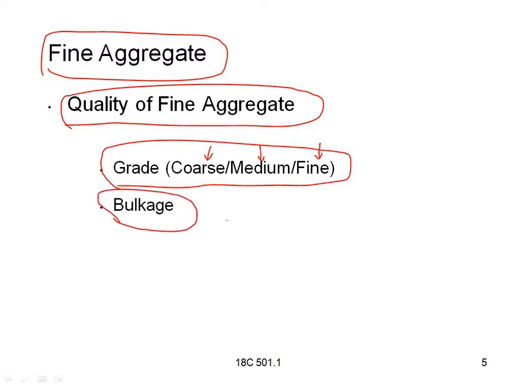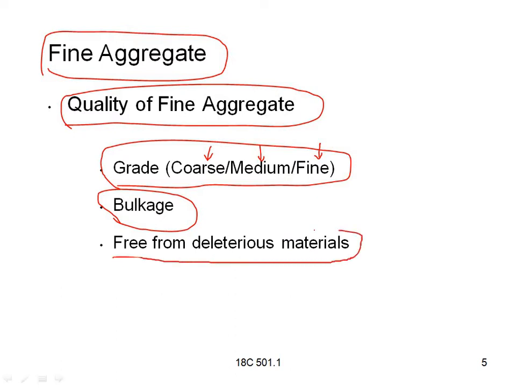And bulkage should be very less compared with the coarse aggregate, so it should not be breakable or have any cracks, and it should be free from deleterious materials. So whatever aggregates we are using in the concrete mixing should be free from everything. There should be no dust and no papers or anything. That is called deleterious materials.